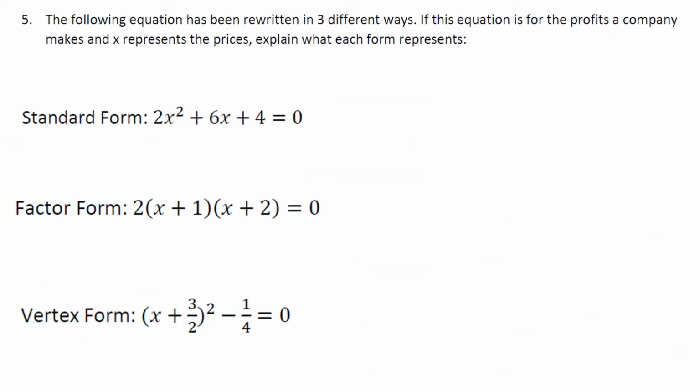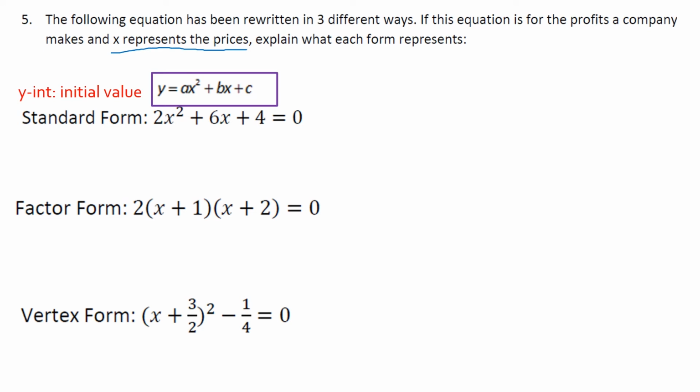All right, let's take a look at number 5. It says the following equation has been rewritten in 3 different ways. If this equation is for the profits a company makes and X represents the prices, explain what each form represents. So standard form, we're going to just look at the key features of each form. For standard form, the key feature is that y-intercept or the initial value. So our initial value or our y-intercept is always c, which is 4. So 4 is the initial value.